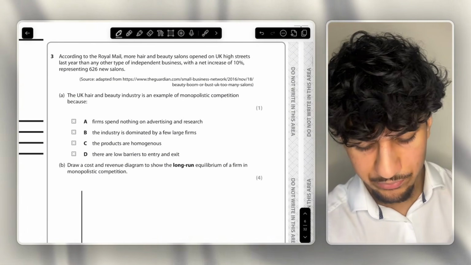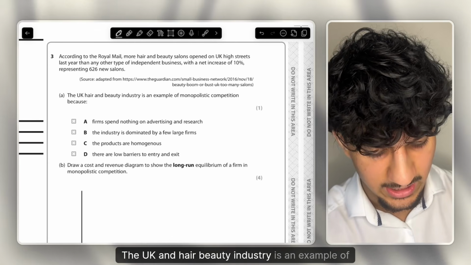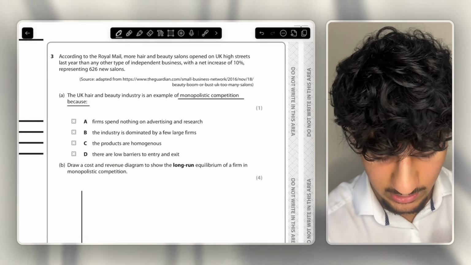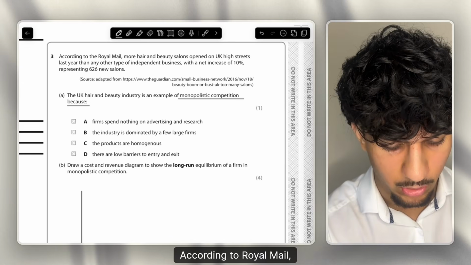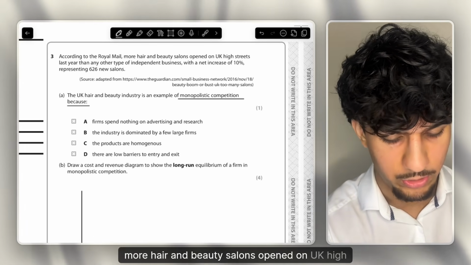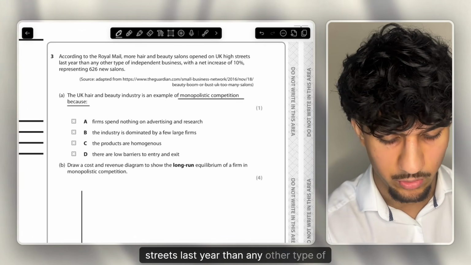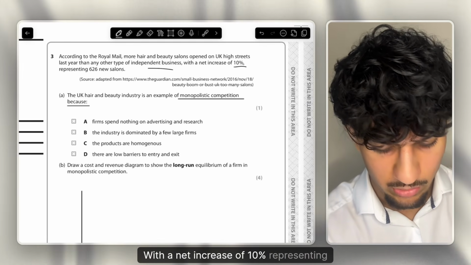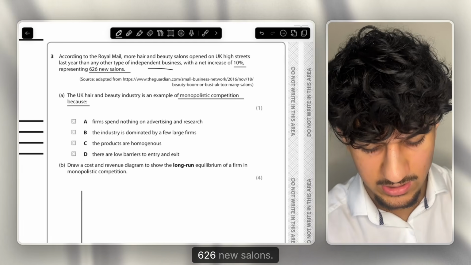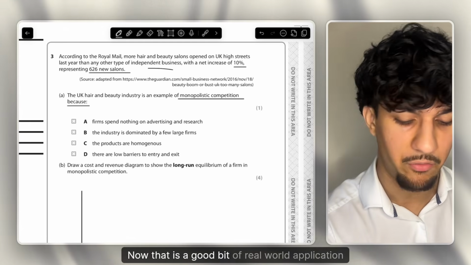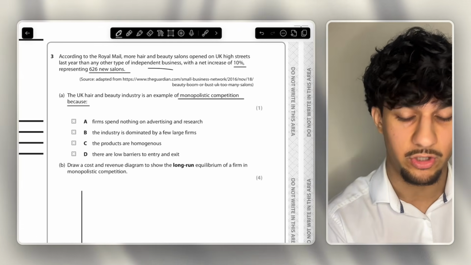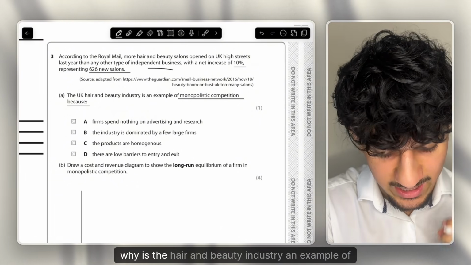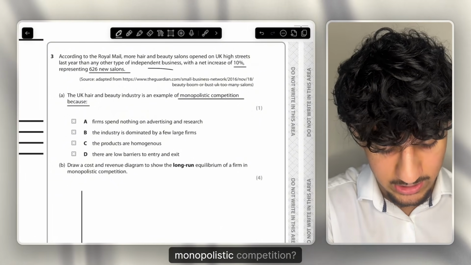So straight on to the question. The UK hair and beauty industry is an example of monopolistic competition because, and let's just have a read of the stimulus. According to the Royal Mail, more hair and beauty salons opened on UK high streets last year than any other type of independent business. Okay, with a net increase of 10%, representing 626 new salons. Now that is a good bit of real world application you can use in your essays if you are talking about monopolistic competition. But now back to the question, why is the hair and beauty industry an example of monopolistic competition?